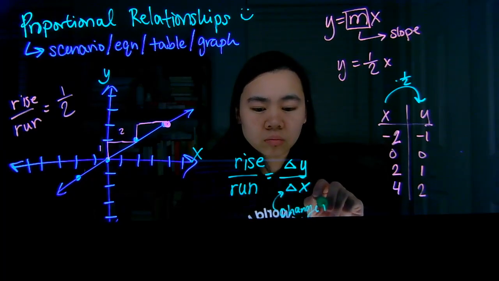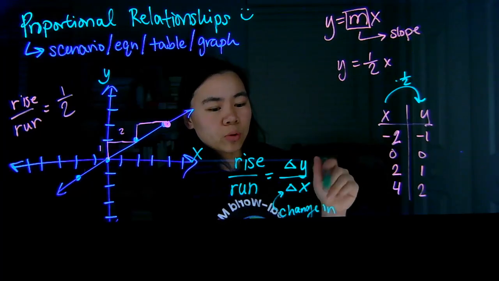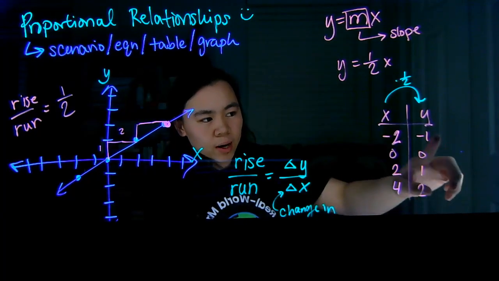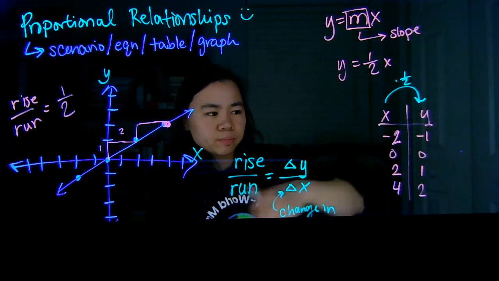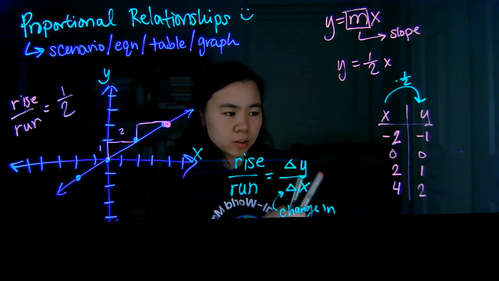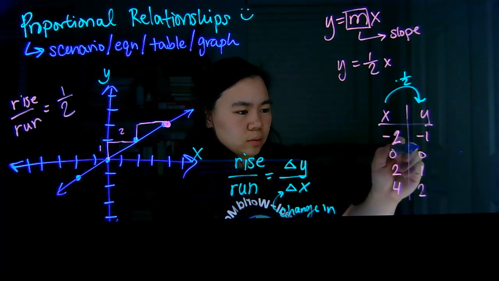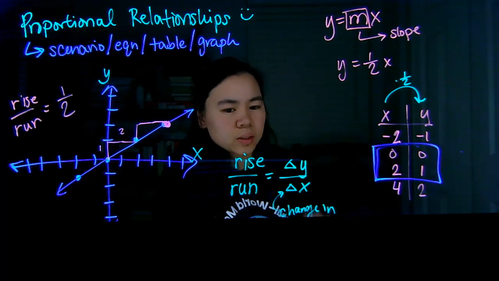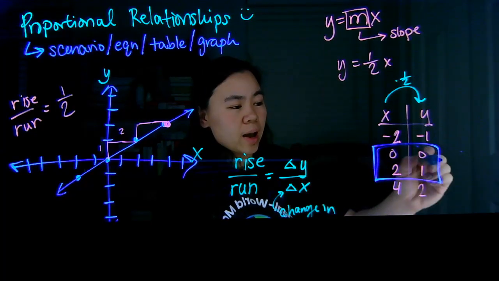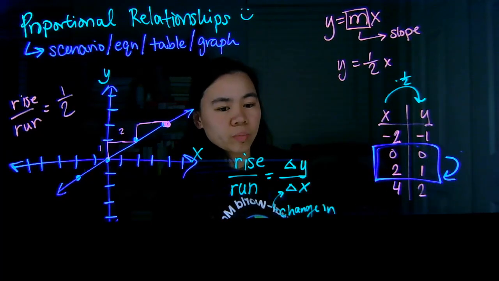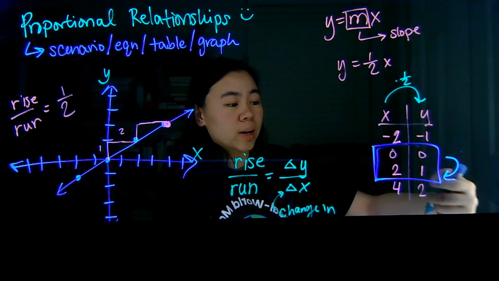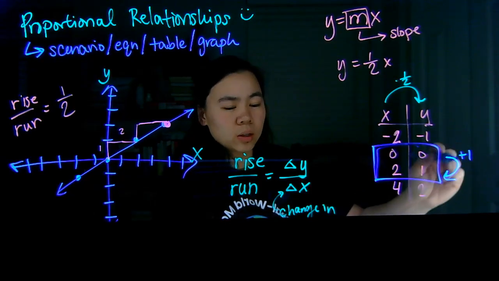Okay, change. So if we're looking at this table, how is my y changing? How is my x changing? Let's just zoom in right here, because it's easy when we have that 0, 0. How is my y changing from 0 to the next point, 1? It's changing by 1.